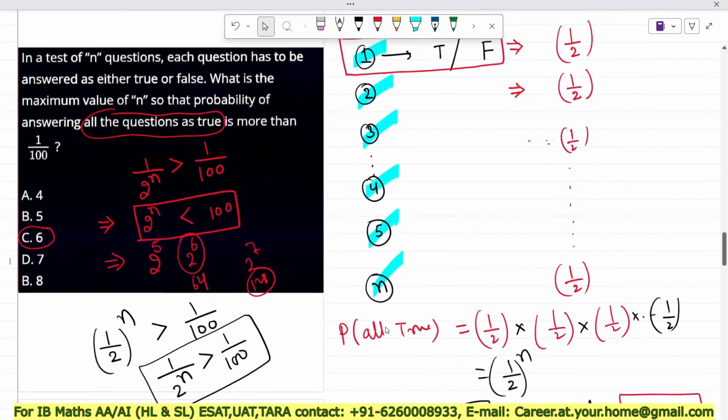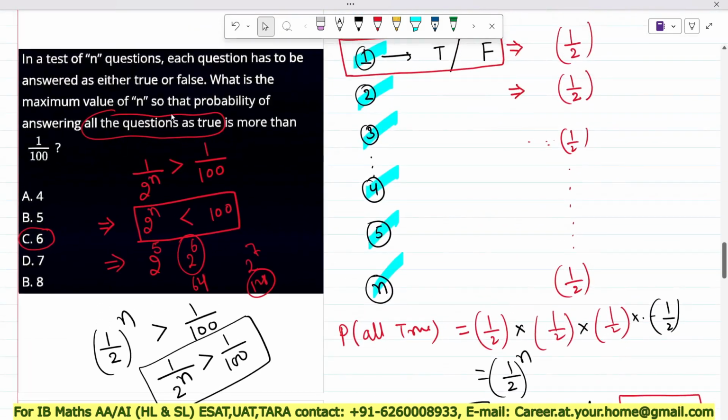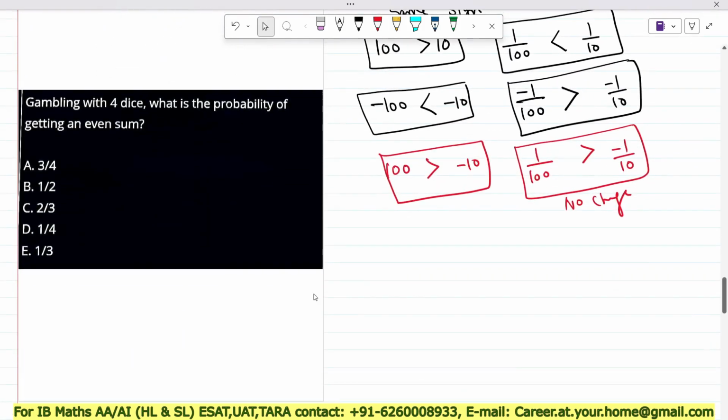I have some other questions also based on this kind of probability question. I will discuss them later on. Okay, please see.